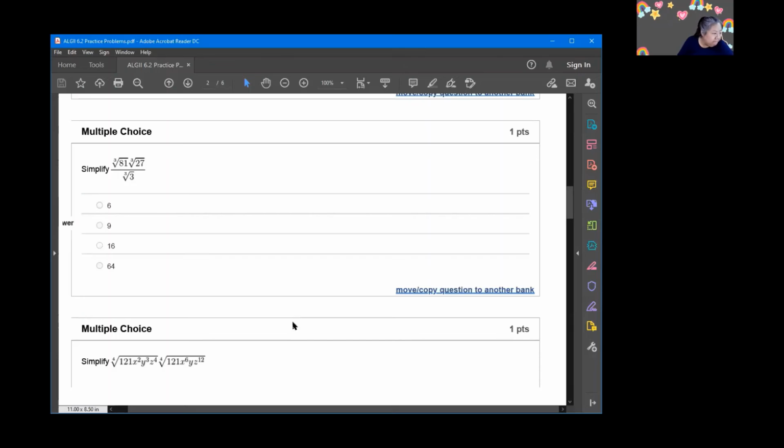Okay, then. The next one is a big number. So this is 4th power. And now notice 121 and 121. 121 is 11 squared, right?